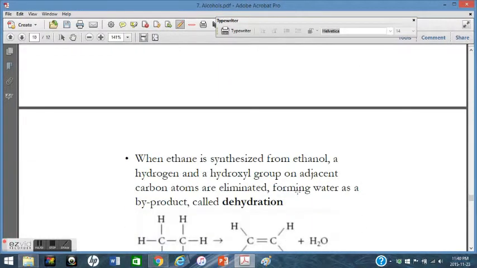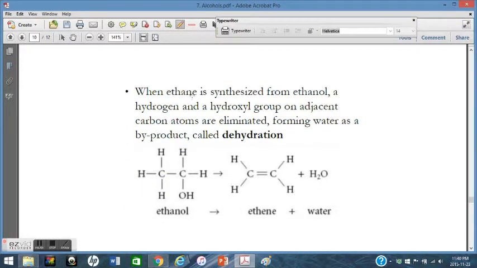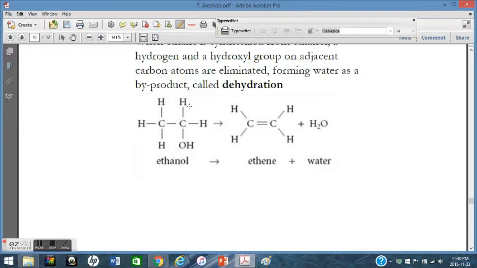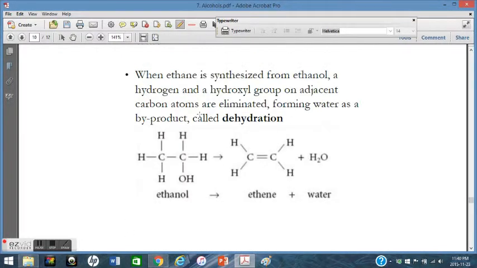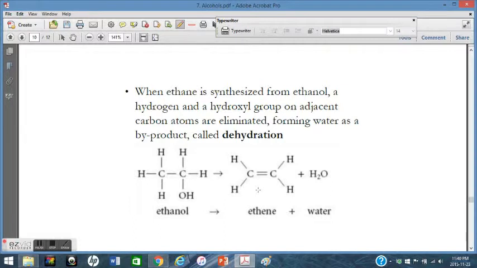Okay. So if we want to synthesize ethane from ethanol, now this is showing the first step in that reaction. If we wanted to go from ethanol to ethane, we have to go through this reaction first. So we start with ethanol. We heat it up. It's a catalyst generally. We eliminate the water. And because we're eliminating a water, it's becoming dehydrated, so it's dehydration.